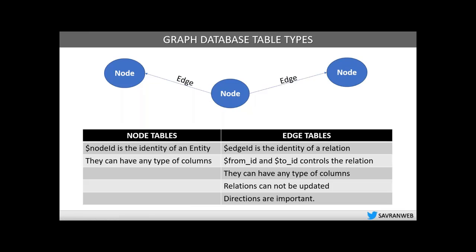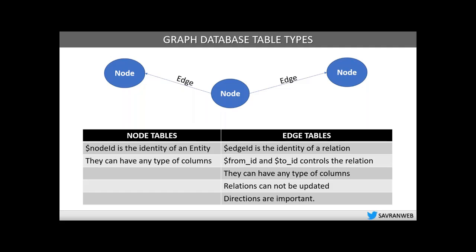Here's more information about them. There are two types of tables. The first one is node tables, which contain the entity information. And edge tables contain the relations. So let's start with the node tables first.